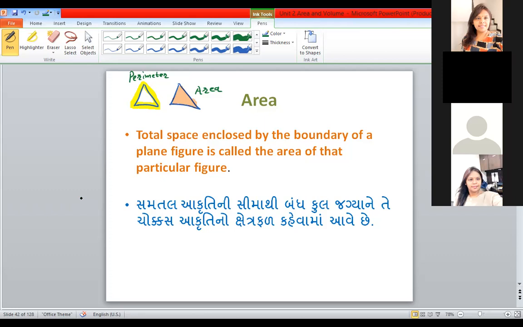For example, if you have any farm, and this boundary, if you walk along it, it's known as the perimeter. If you sow something in some space, it's called the area.